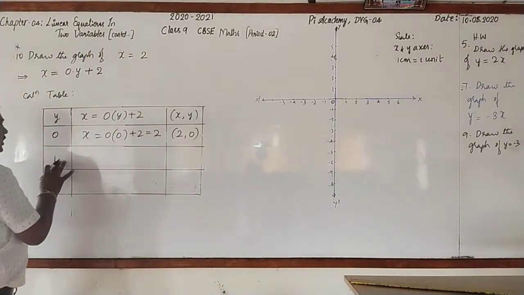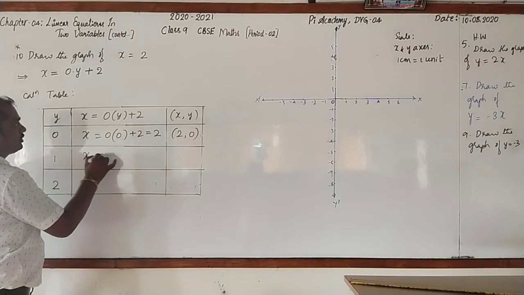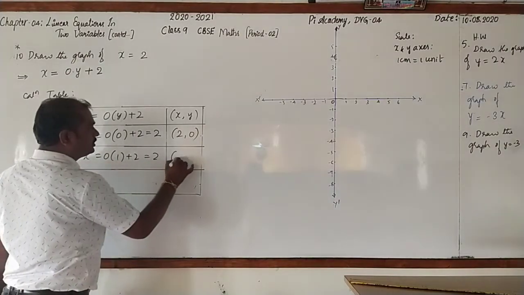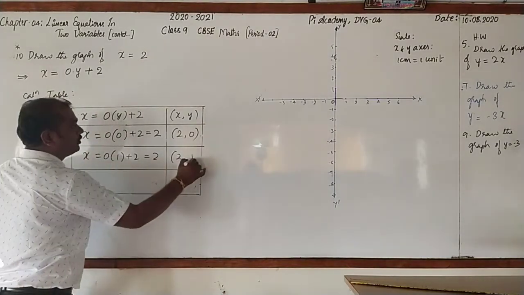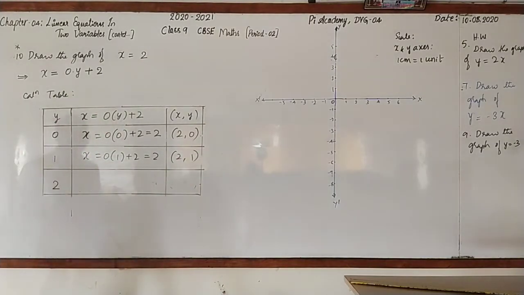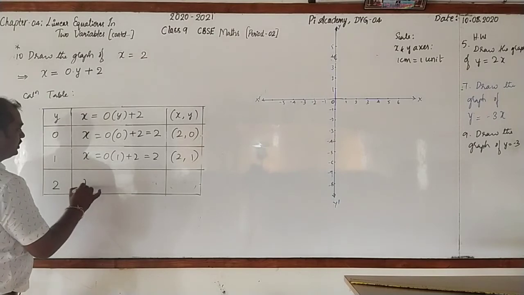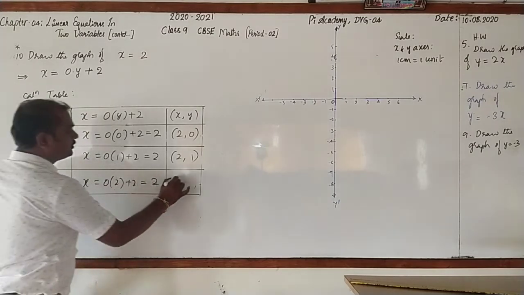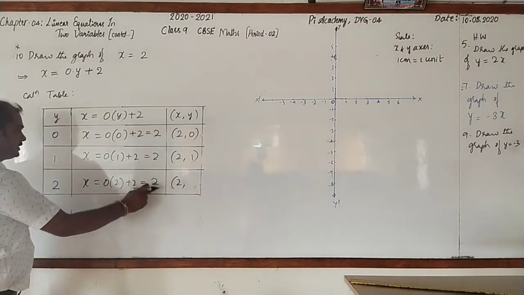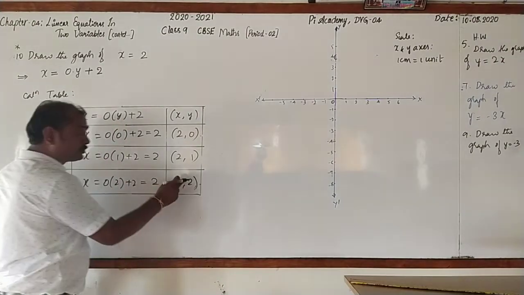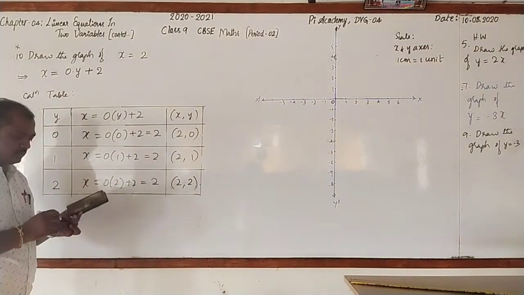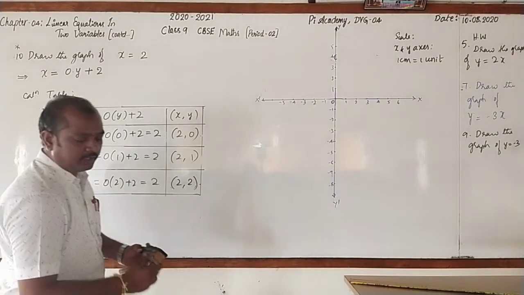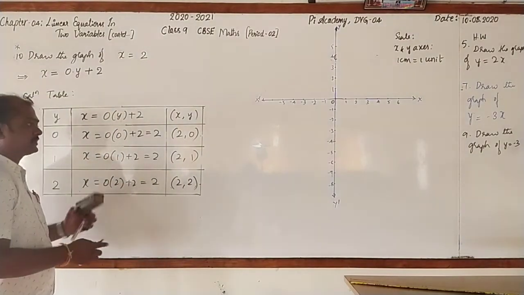Clear? When y is 1, x equal to 0 into 1 plus 2. Again it is 2. You can write it as 2 comma 1. Next, when y is 2, x equal to 0 into 2 plus 2. Again it is 2, so when x is 2, y is 2. It should be written in this order only, because we have learned that the ordered pair is in the form of x comma y, which is universally accepted.